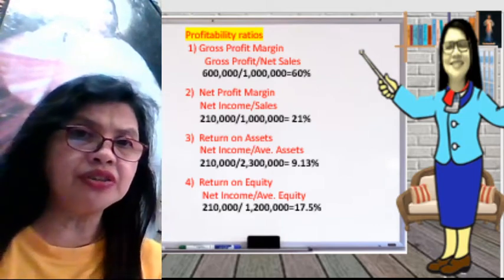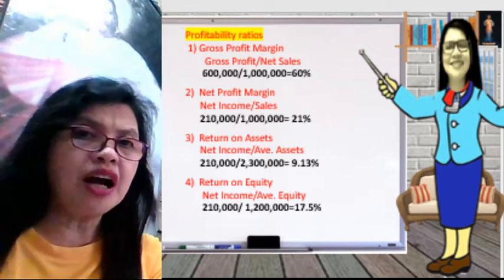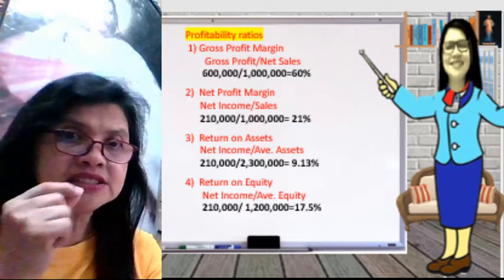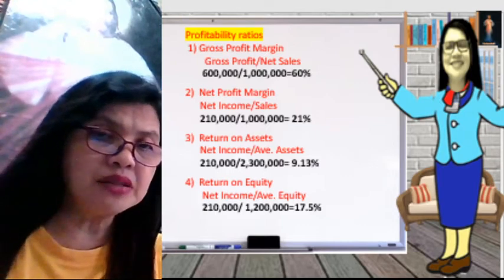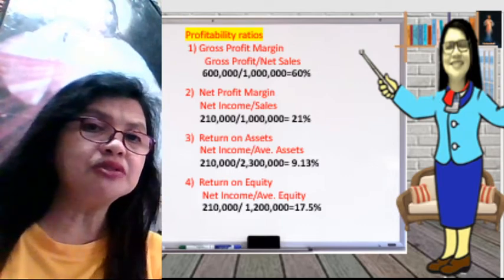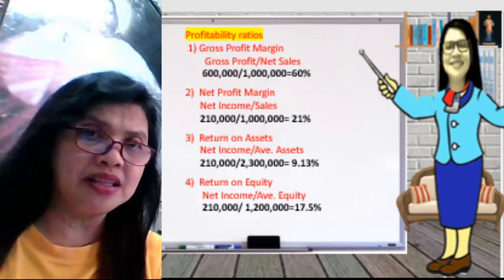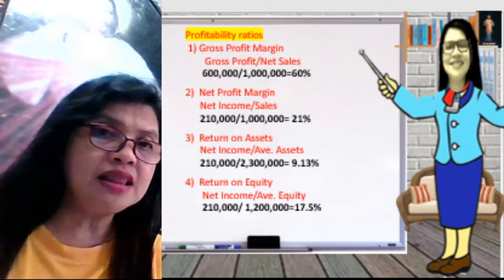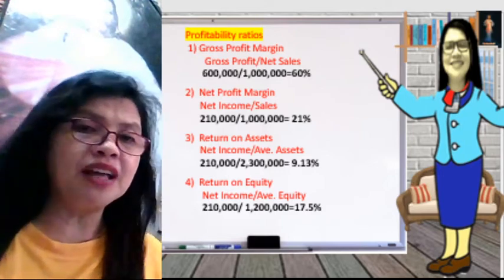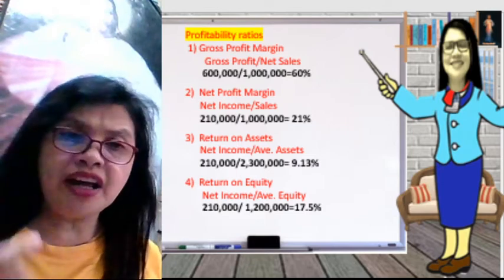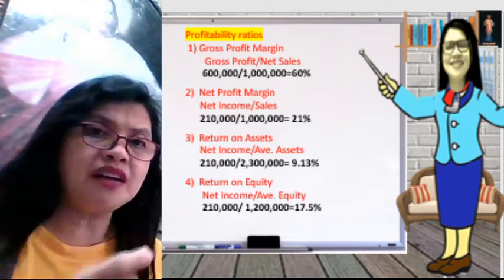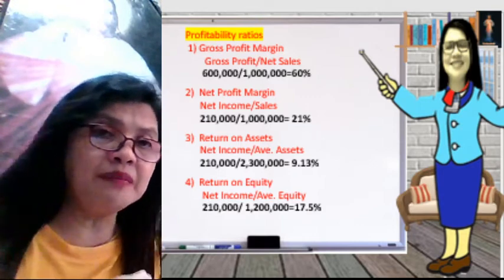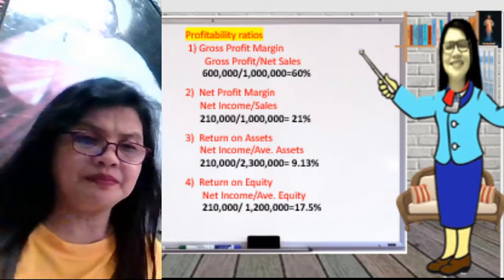Then we have the return on equity. For the return on equity, we measure how much income is generated from your equity. So 210,000 divided by 1,200,000 will give us 17.5%. That means your equity contributes 17.5% to every income that you earn.